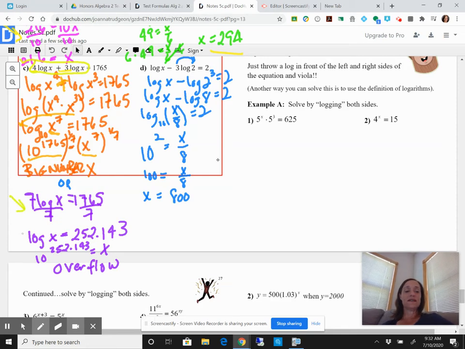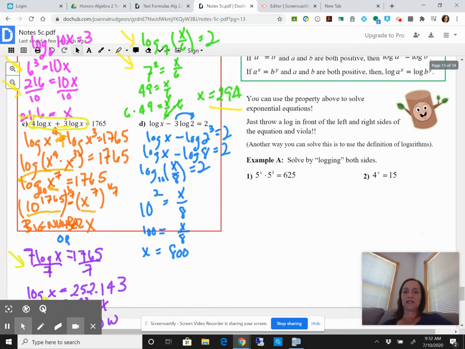And then I decide, okay, so then I get log x equals 252. This is a base 10 here, so I can change this to 10 to the 252.143 equals x. You're going to get the overflow there as well. D we did together, so we don't have to talk about D.